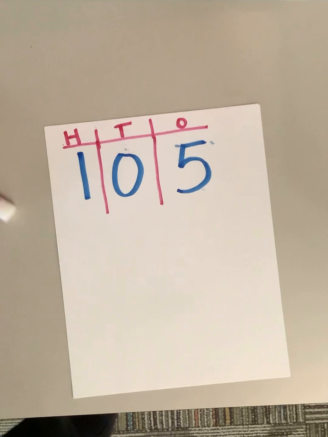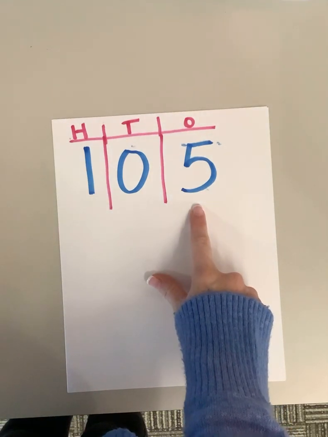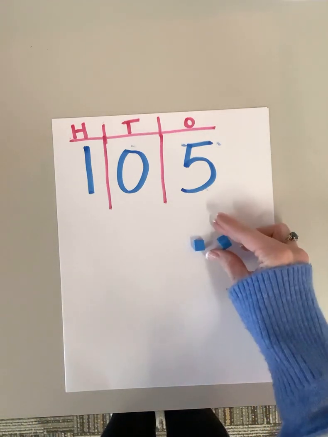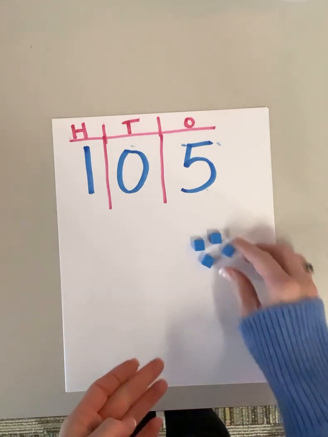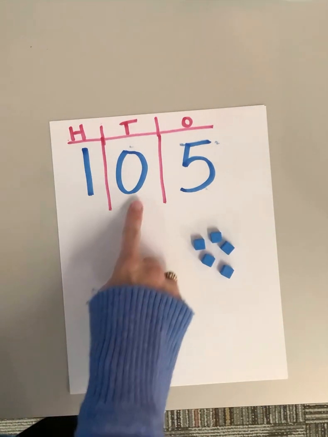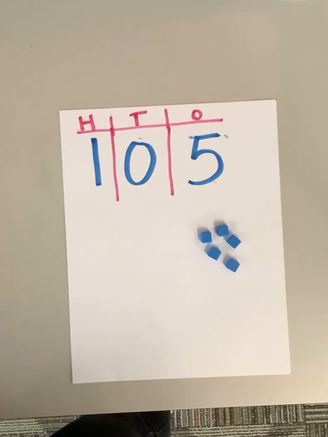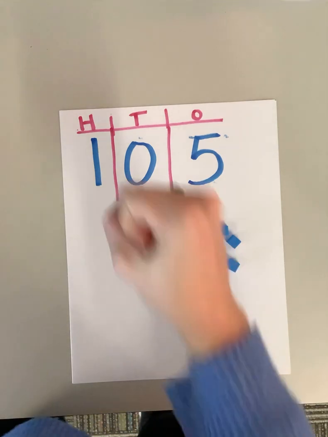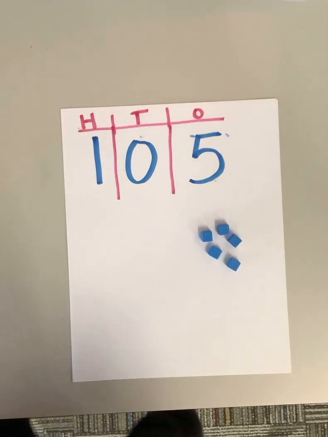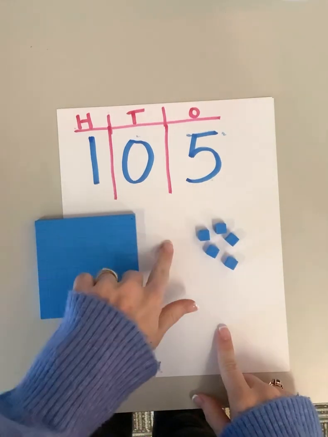Okay, let's see if you can help me out. I know I need to start with my smallest place value. Show me with your fingers how many I need. That's right, 5. 1, 2, 3, 4, 5 with my ones cubes. How many tens blocks do I need? Show me with your fingers. You shouldn't have any fingers up because it's 0. Now what about hundreds? How many hundreds blocks do I need? 1. 1, 0, 5.